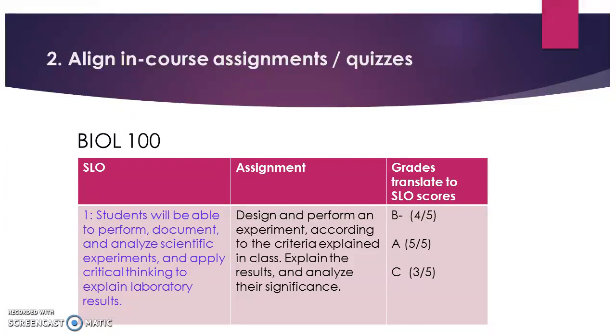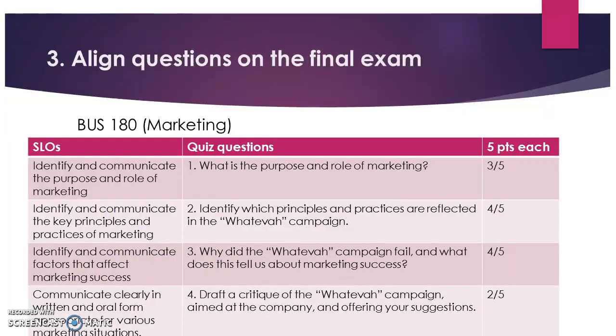In this case, again, as with a capstone assignment, make sure the language of a particular test or quiz speaks to the particular SLO, and then the student grade on that can correspond to an SLO score. Here, for instance, is an outcome for Biology 100. Students will be able to perform, document, and analyze scientific experiments. The assignment could ask them to do just that, and their grade could double as an SLO score.